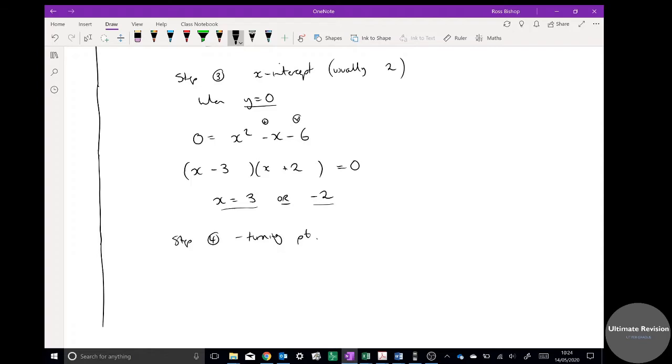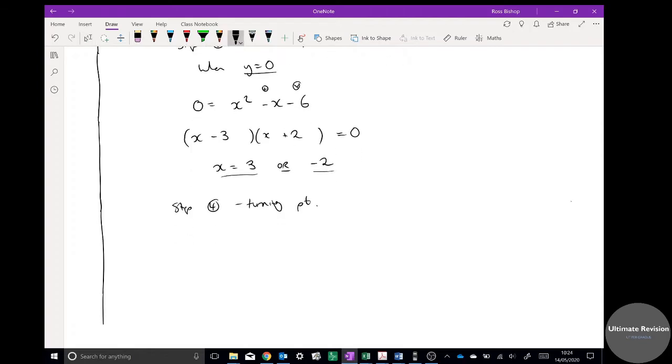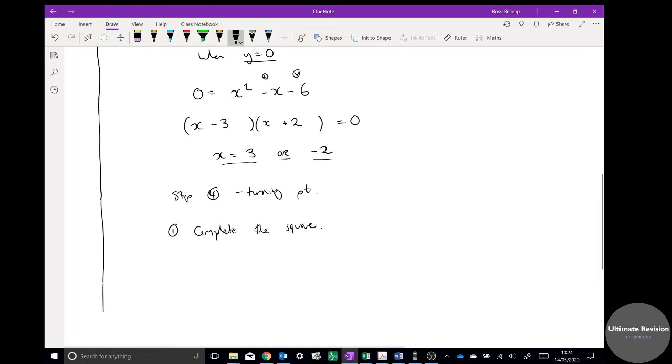Now there's 2 ways of doing it. Well, a few ways of doing this. First way is the complete the square method, which is a pretty useful method.